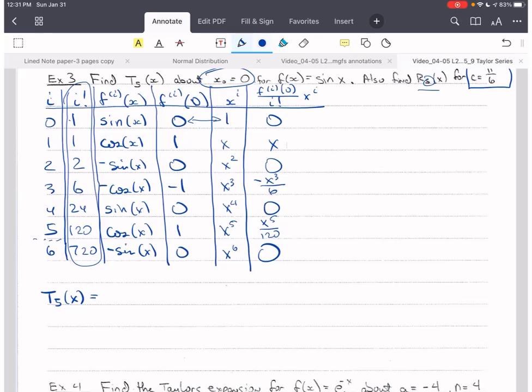So that is simply equal to 0 plus x plus 0 minus x cubed over 6 plus 0 plus x to the fifth over 120. Okay? So this is our fifth degree Taylor polynomial. Okay? Now we want the remainder, the remainder for n equals 5.